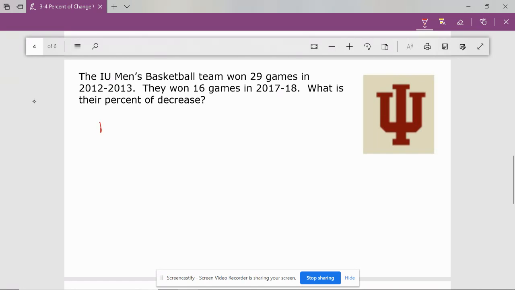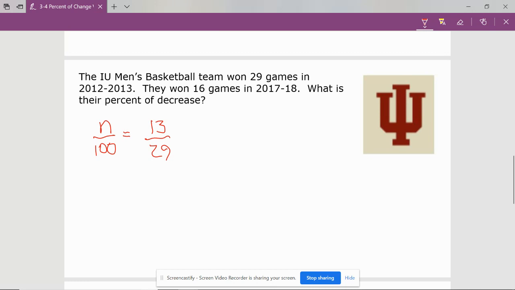They won fewer games, so we want to know what that percent of decrease is. With the percent being our unknown, that's going to be our variable. It's going to be equal to the difference in wins between 2012, 2013, and what games they won in 2017 and 2018. So when they won 29 games the one year, they won 16 games the other year. 29 minus 16 is 13, so that is our amount of change. On the bottom is our original number, and that is 29. When we cross multiply, we get 29n equals 1300.